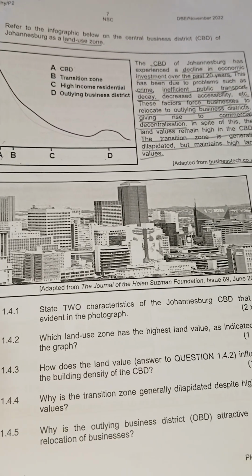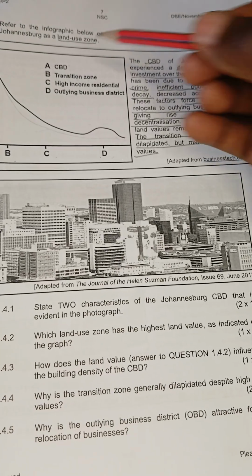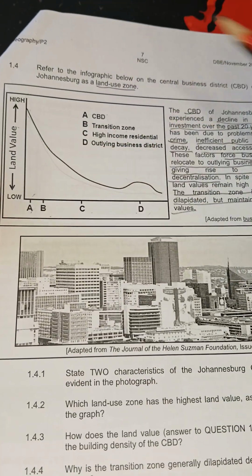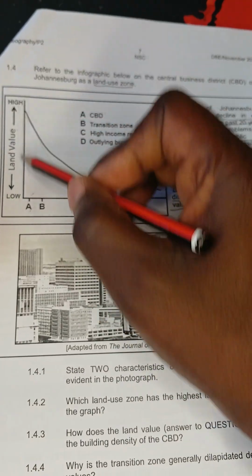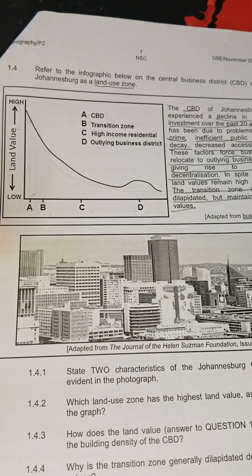Which land use zone has the highest land value as indicated in the graph? Obviously, that is your central business district. We are using this now. Guys, collect marks. Okay, so we are saying now, in terms of land value, what do we have at A? That is your central business district, which is your CBD.